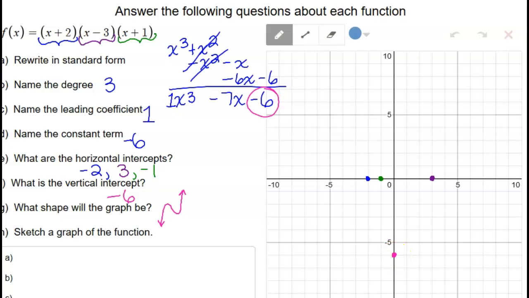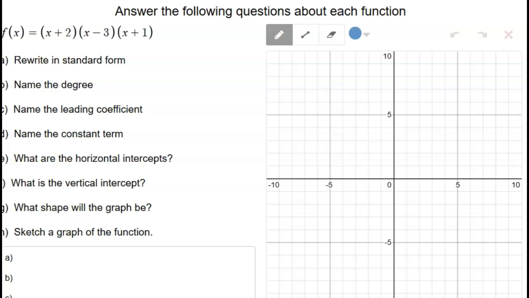So when we sketch this graph, it doesn't need to be pretty, you guys. So this is what it's going to look like. You're going to start down here. Something along these lines, okay?